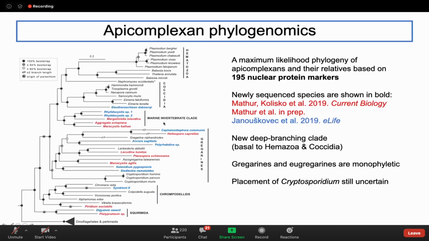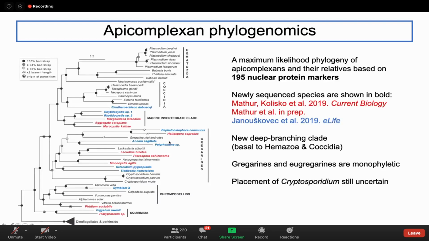Another big thing was our sampling of the Gregorines. We now have a whole bunch of transcriptomes from the Gregorines, which were once really elusive, all the way from the eugregorines as well as the archigregorines. So now we can really say unequivocally that the eugregorines and the archigregorines are indeed a monophyletic grouping. However, we still are uncertain about the placement of Cryptosporidium. Maybe even more sampling is needed and some topology testing to finalize where Cryptosporidium would fall within this.